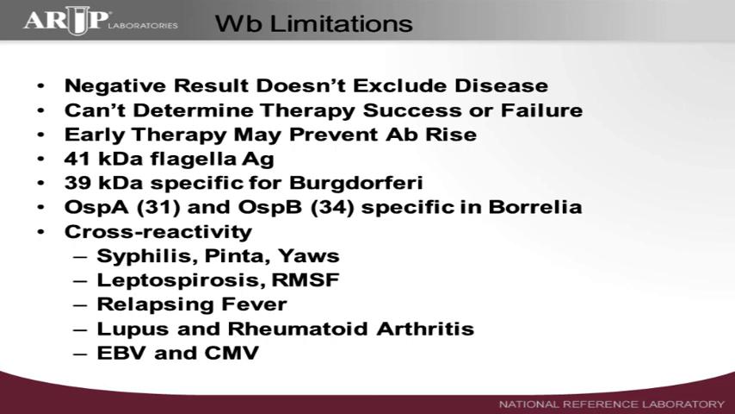And there are many cross-reactivities: syphilis, pinta, yaws, those are all spirochete diseases, leptospirosis, Rocky Mountain spotted fever, relapsing fever, lupus, rheumatoid arthritis, CMV, and EBV. That's a good list. So keep in mind, that's why we're doing the 2-tier testing. If you were negative on the first one, you wouldn't even get to the second tier.